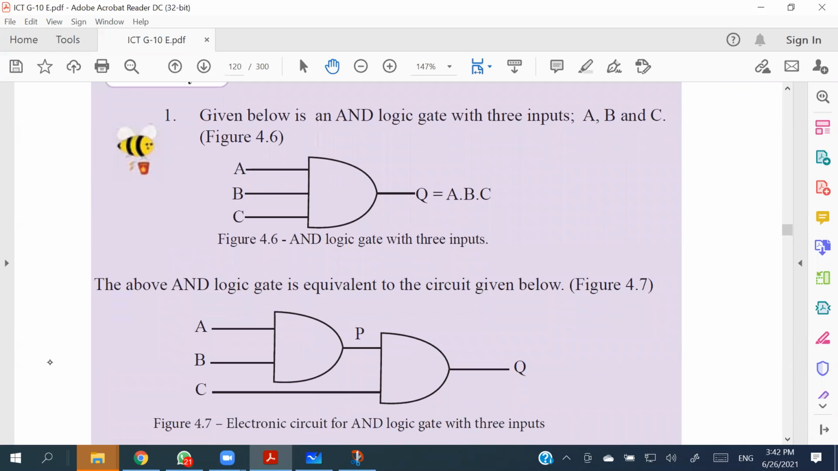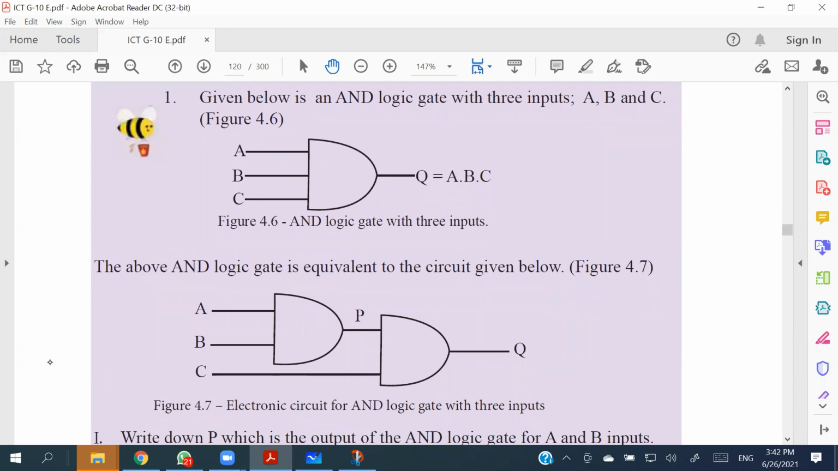Right, Lamai. Just looking at this and tell me what is the output of the P and Q.